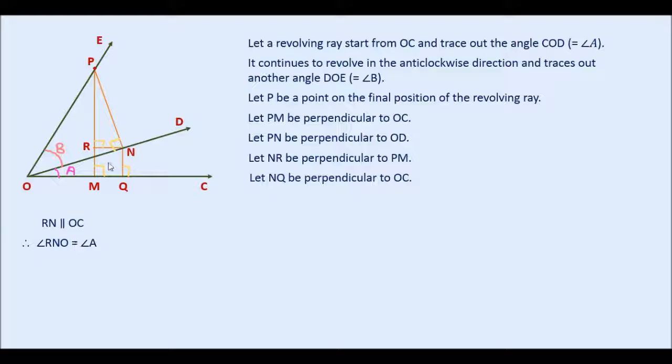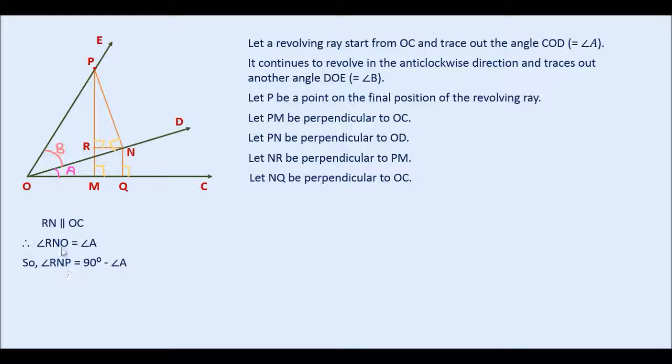Therefore angle RNO, that is this small angle, is equal to angle A because these two are alternate interior angles. You see, this is the transversal ON and RN is parallel to OC. ON is the transversal, so angle RNO and this angle NOC, which is equal to angle A, they are alternate interior angles, so they will be equal to each other. Therefore, angle RNO is equal to angle A.